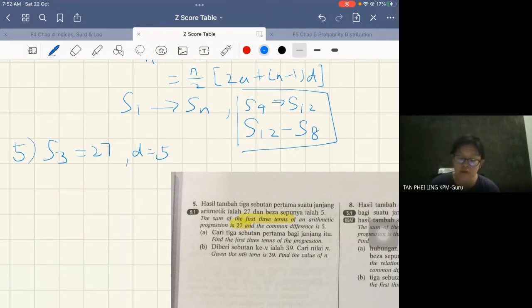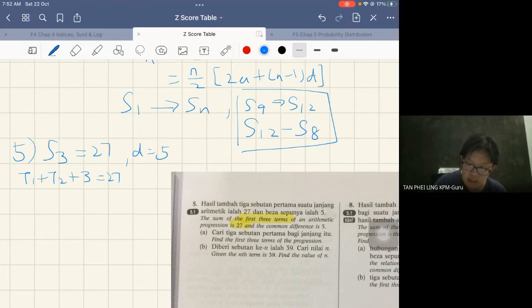So for the sum of the first three terms, S3, here I'm going to use the second formula, right? Because I don't know my last term, it doesn't tell me. Here you have to find out the first term first. When you interpret the question, the sum of the first three terms means T1 plus T2 plus T3 equals 27.